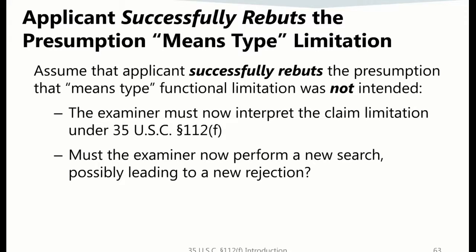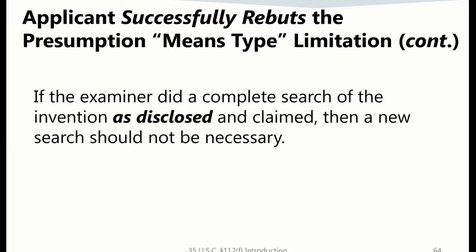If applicant successfully rebuts the presumption that means-type functional language was not intended, then the examiner must now interpret the claim limitation under 35 U.S.C. 112(f). Must the examiner now perform a new search, possibly leading to a new rejection? If the examiner did a complete search of the invention as disclosed and claimed, then a new search should not be necessary.